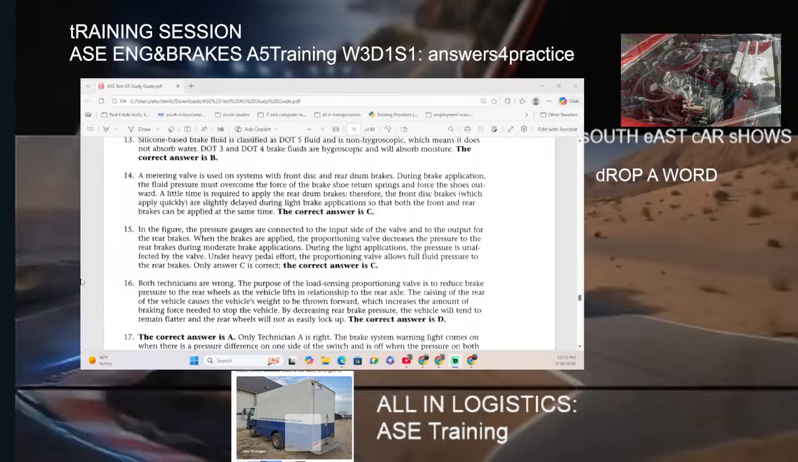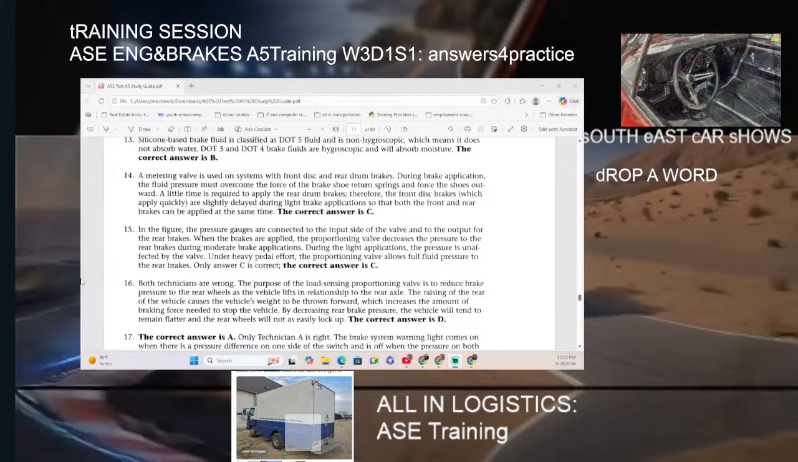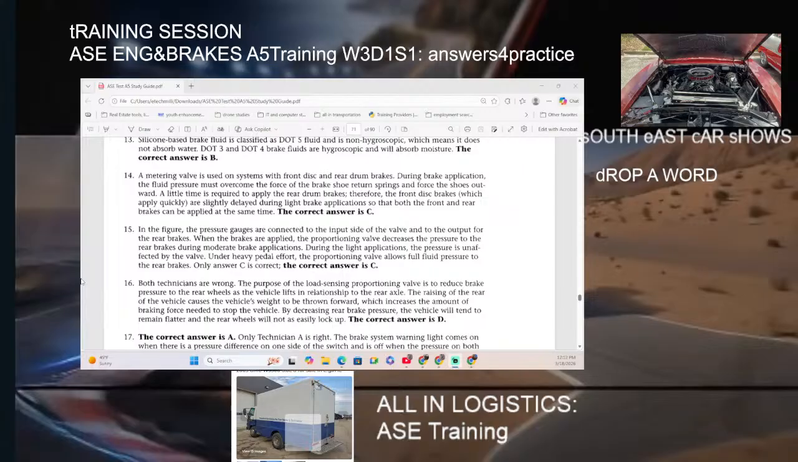14. A metering valve is used on systems with front disc and rear drum brakes. During brake application, the fluid pressure must overcome the force of the brake shoe return springs and force the shoes outward. A little time is required to apply the rear drum brakes. Therefore, the front disc brakes are slightly delayed during light brake applications so that both the front and rear brakes can be applied at the same time. The correct answer is C.